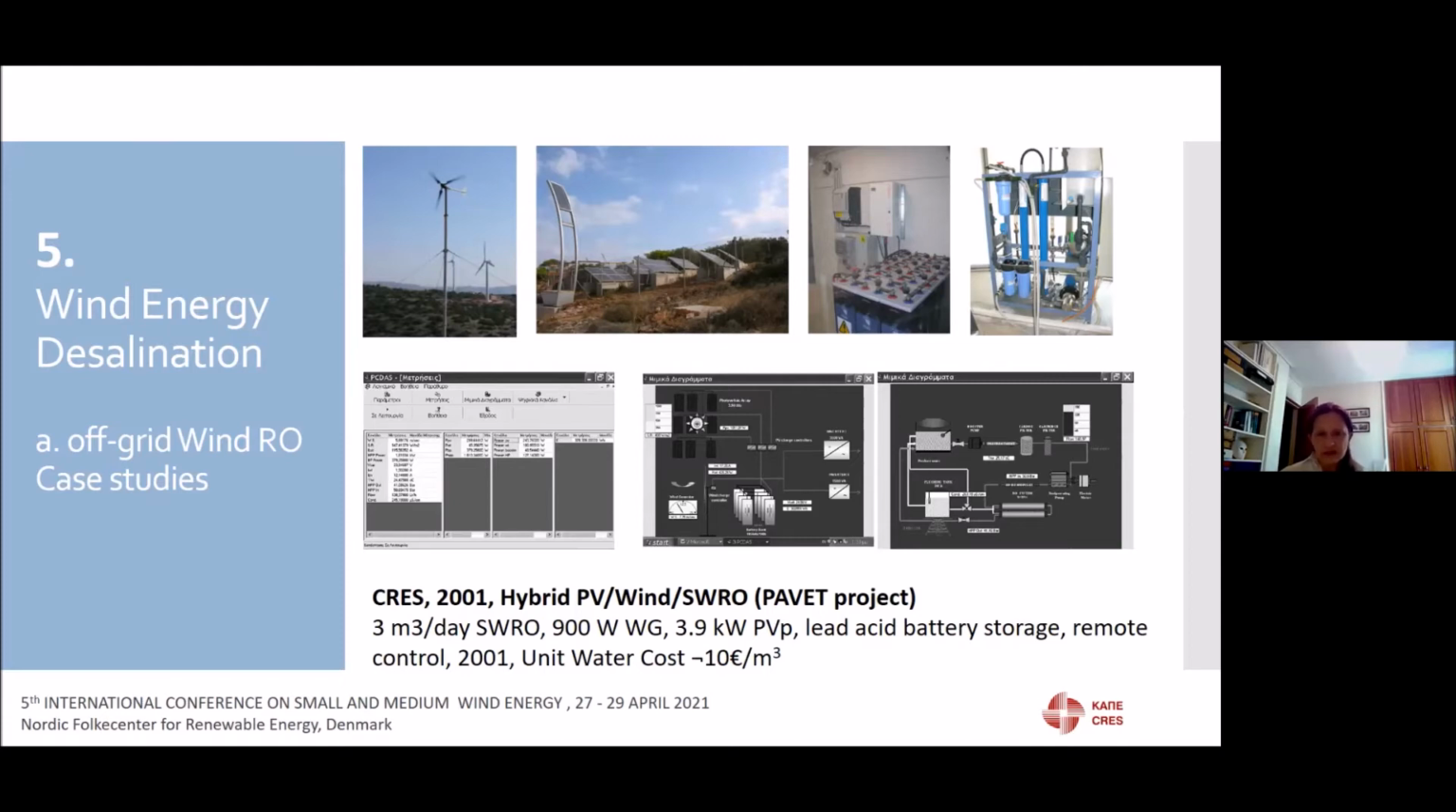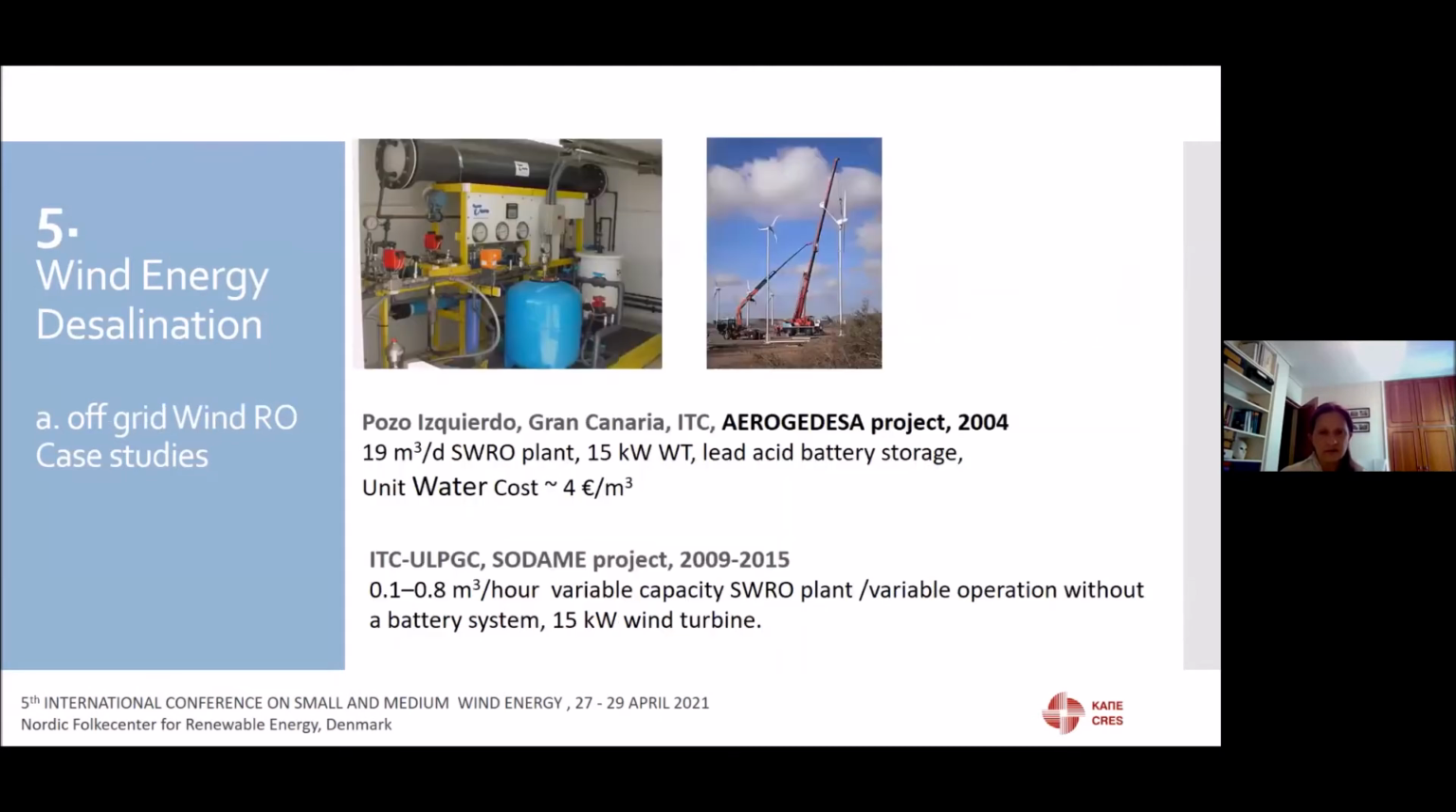Of course, you can see here the cost is too high because in 2001, the RO systems were expensive, but also PVs were too expensive at these years.